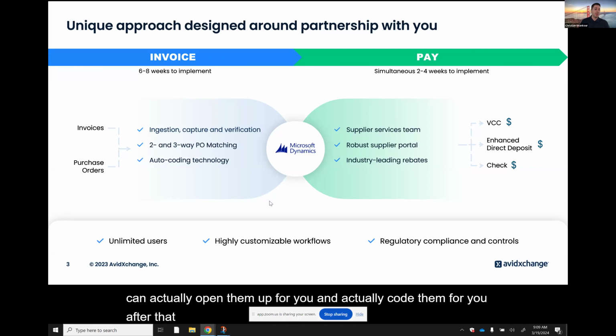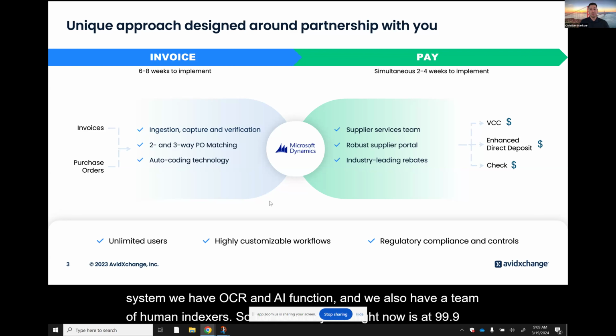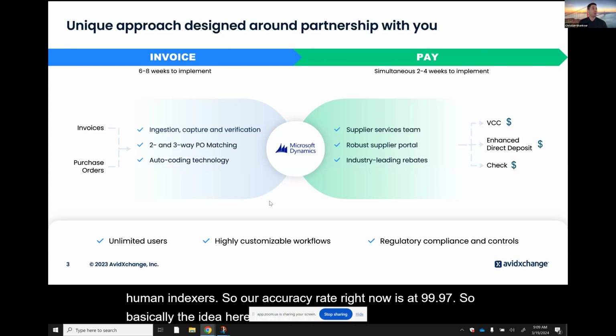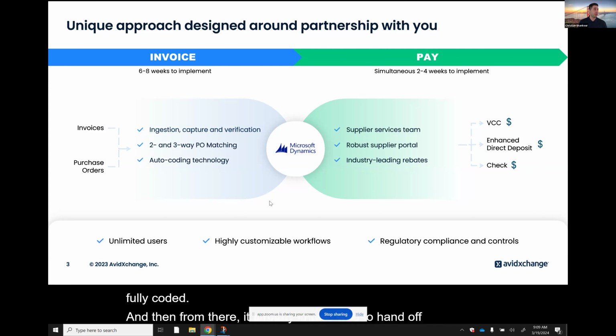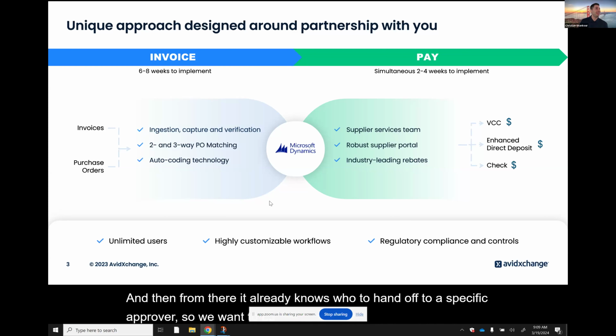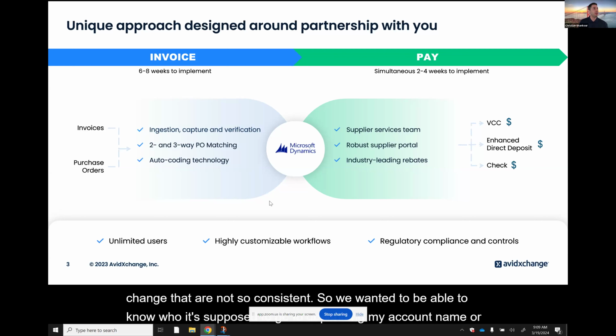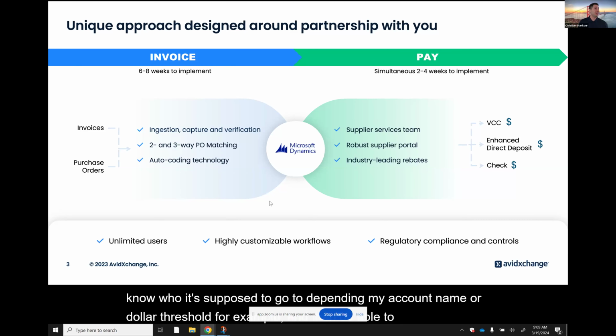But other than that, basically, once it's entered in our system, we have OCR and AI functions, and we also have a team of human indexers. So our accuracy rate right now is at 99.97. So basically, the idea here is when an invoice comes in, it's already fully coded, and then from there, it already knows who to hand off to as a specific approver. So we want to do away with walking an invoice to a fellow employee for approval, or even the email chains that are not so consistent. We want it to know who it's supposed to go to, depending on account name or dollar threshold, for example, and then be able to hold people accountable for their actions too.